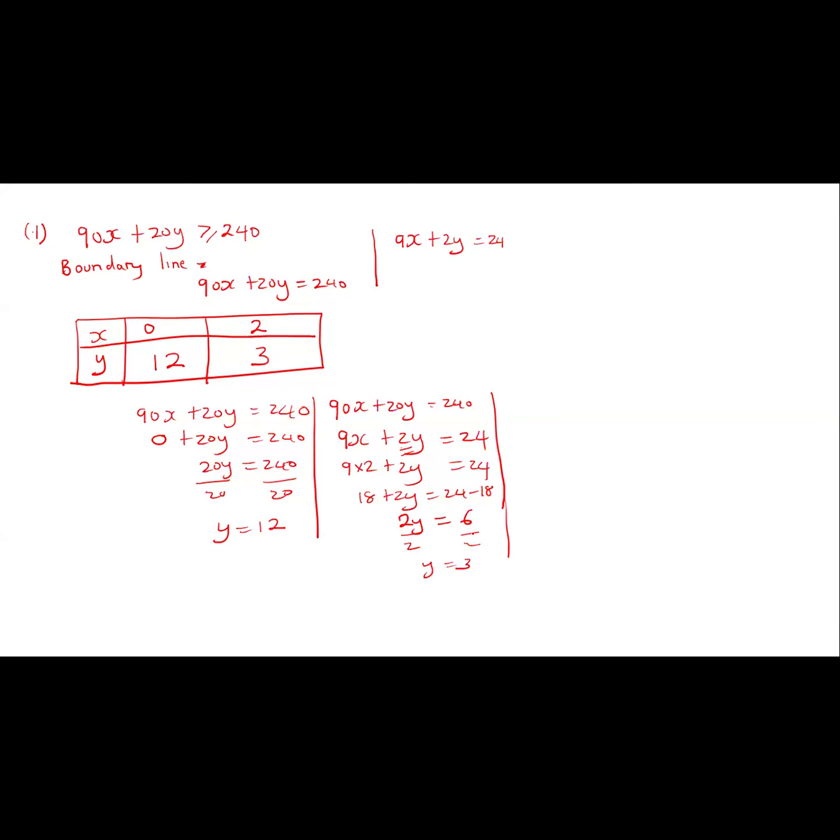Now, what about for people who went directly? Someone who went directly had 90x plus 20y is equal to 240. And you notice this value can go. Now, for you in your table, you can have your 20, no problem. And then you come here and say 90 times 20 plus 20y is equal to 240. Then this will be 20y is equal to 240 minus 90 times 20.